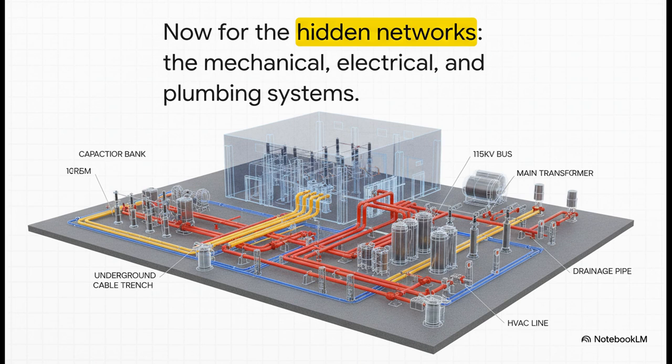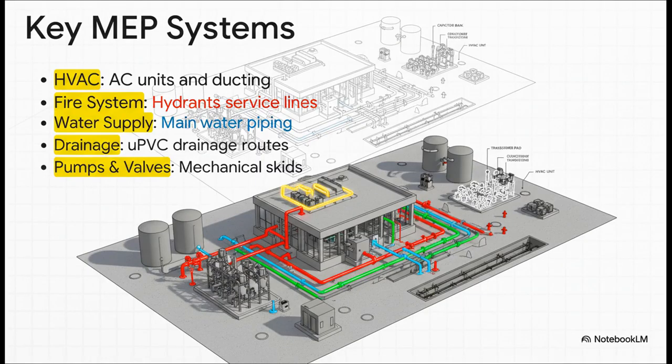Okay, so that's all the stuff you can pretty much see from the outside. But what about the systems that actually make this whole place tick? Let's dive into the hidden networks, the mechanical, electrical, and plumbing systems. This is really the lifeblood of the whole substation. So as we peel back the layers here, you can see each system light up. There's the HVAC. That's absolutely crucial for keeping all the sensitive electrical gear cool. Now see these red lines? That's the fire system, a super important safety feature. The blue lines show us the main water supply, and the green ones, that's the drainage system, which is carefully designed to make sure the site never floods. And finally, you see the mechanical skids, with all their pumps and valves. It's this incredibly complex, color-coded network, and it all has to work together perfectly.